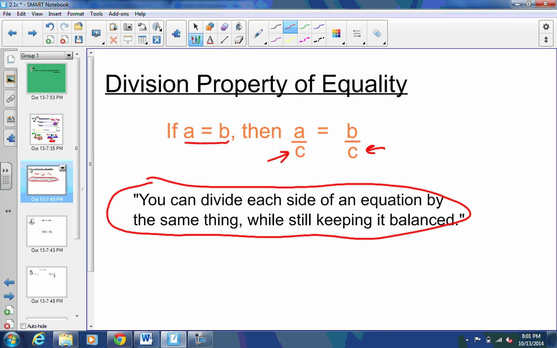Okay, it's legal to do that. The addition property said that you can add the same thing to both sides. The subtraction property says you can subtract something from both sides.